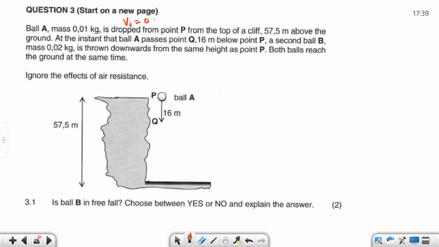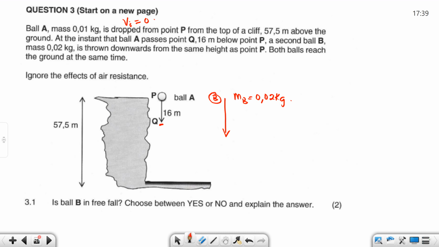So we have another object B. All right? Thrown where? Downwards. But that is how many after what? Okay, they said when it passes point what? Q. So please, this one you need to read carefully. What is the mass of B? Okay, MB is 0,02 kg.